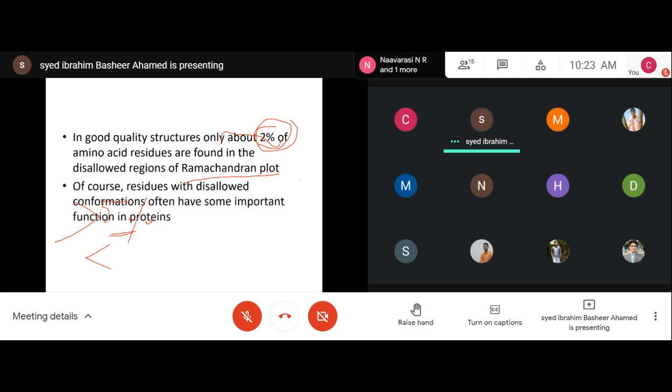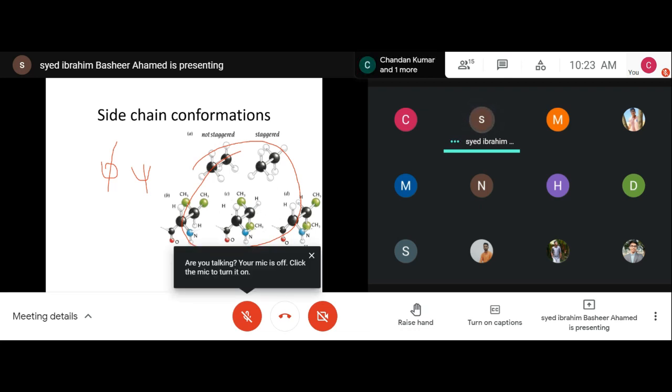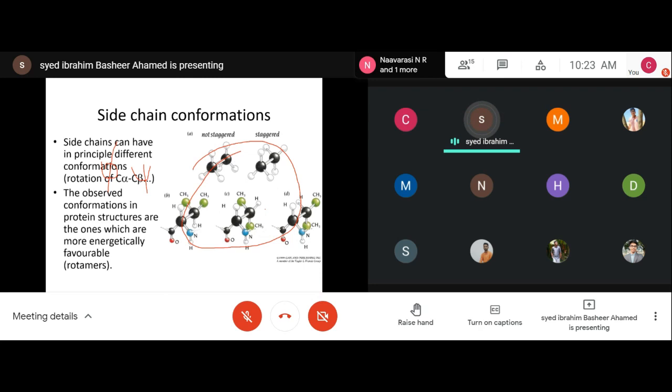The Ramachandran plot is not only measuring the phi and psi angles. It will check the conformation even for the side chains. For each amino acid you have different side chains, right? So the Ramachandran plot also measures the side chain angle. If the side chain angle is coming in a disallowed region, then again you have to go to the model and correct it.